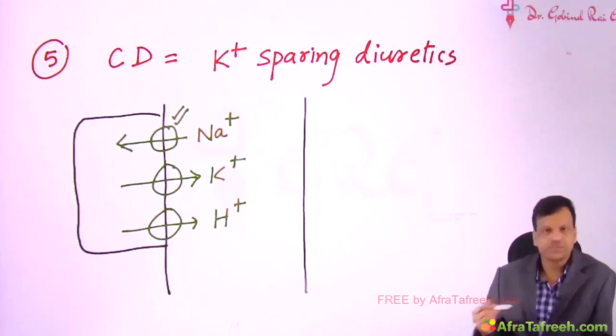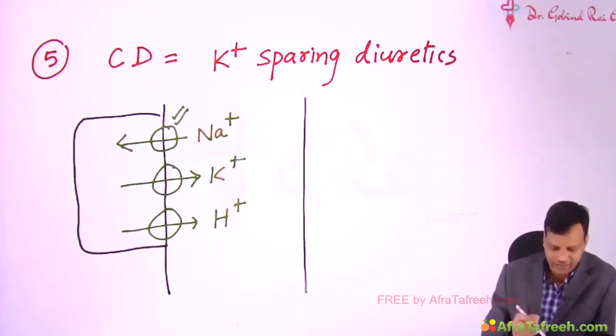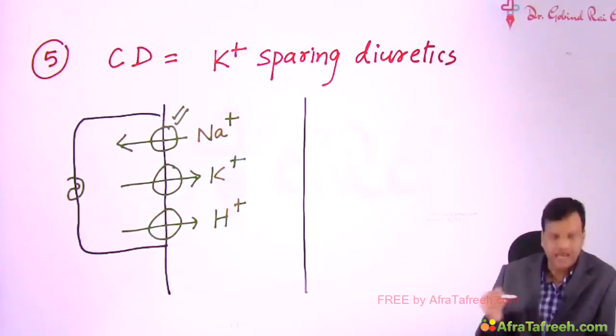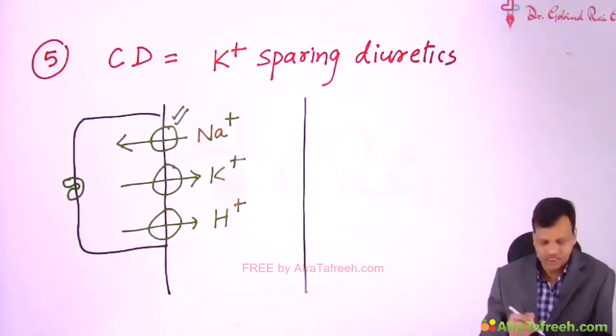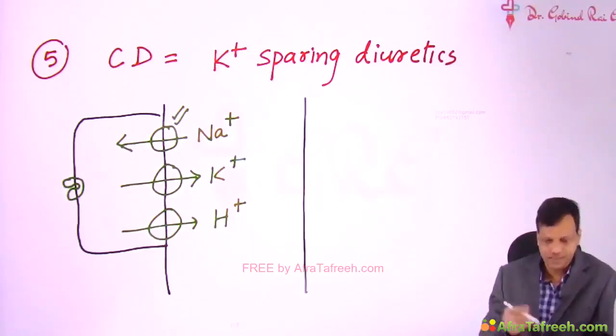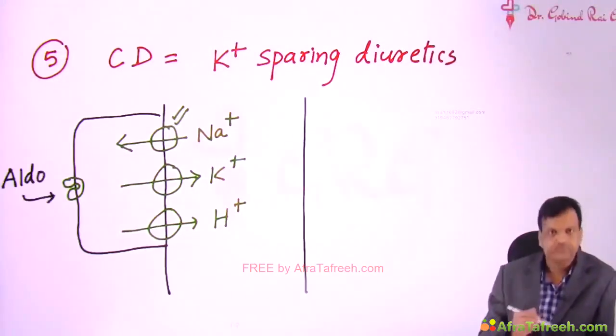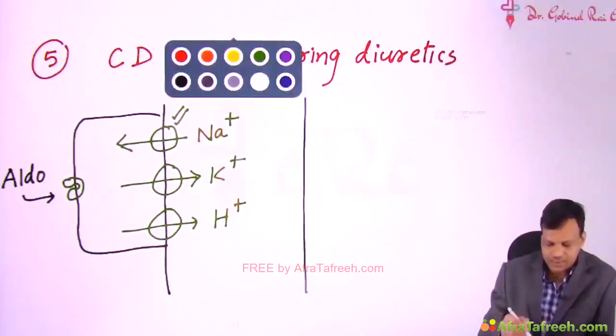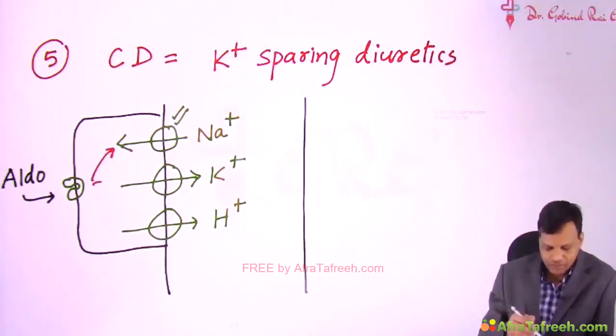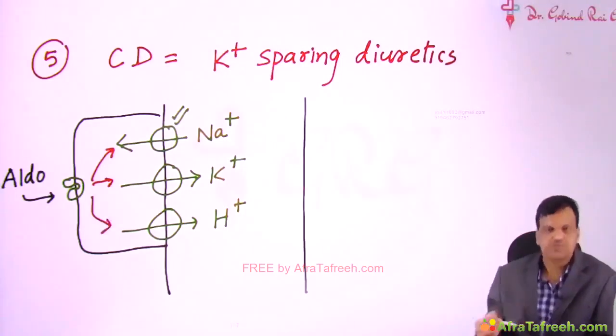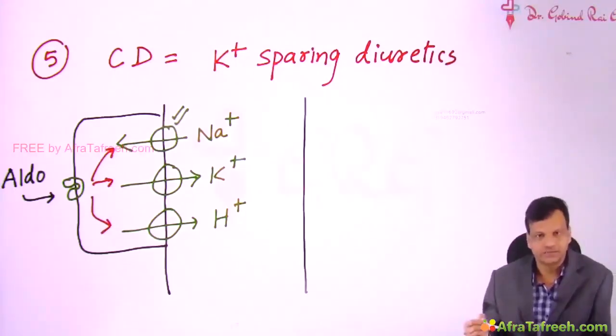Now, all three pumps are stimulated by aldosterone. So there is presence of aldosterone receptors. So when aldosterone comes, it stimulates these receptors, and when these receptors are stimulated, all three pumps keep on working. So when all three pumps work, sodium is absorbed, potassium and hydrogen are excreted.